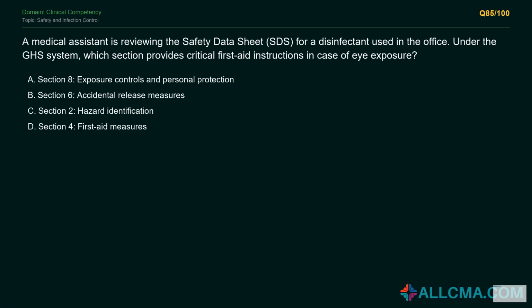Question 85. A medical assistant is reviewing the Safety Data Sheet, SDS, for a disinfectant used in the office. Under the GHS system, which section provides critical first aid instructions in case of eye exposure? Option A, Section 8, Exposure Controls and Personal Protection. Option B, Section 6, Accidental Release Measures. Option C, Section 2, Hazard Identification. Option D, Section 4, First Aid Measures.